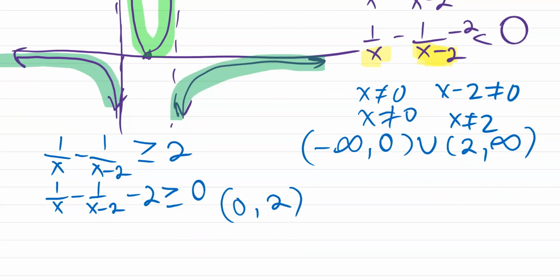Why am I not using brackets, even though there's an equal to here? Because the dotted line, it never equals 0, never equals 2. Those are asymptotes. So it's between those two numbers. Okay?